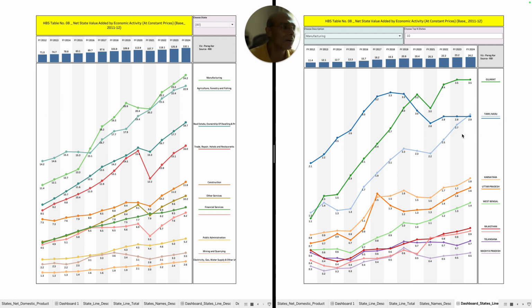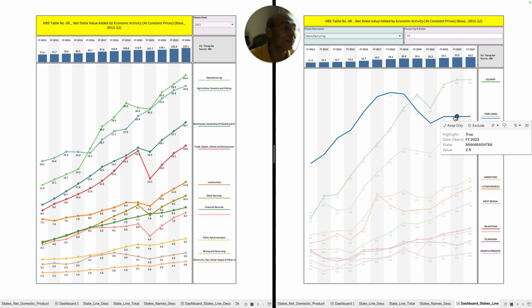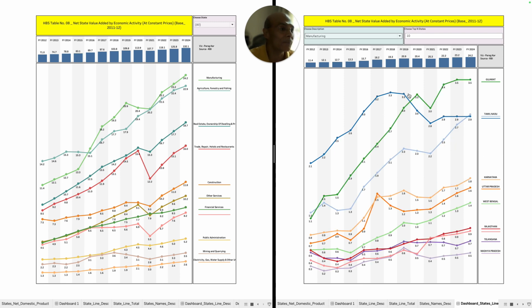Then we have got this state. What is this state? Let me just take off my mouse. This is basically Tamil Nadu, and this is Maharashtra. Sorry, this is Maharashtra. Maharashtra is in a hump. Sorry, because Maharashtra was not visible, so this was blue. Tamil Nadu is going up. So from a manufacturing point of view, it is very strange. Maharashtra is a hump, Tamil Nadu is going straight, and then Karnataka and other states are marginal.